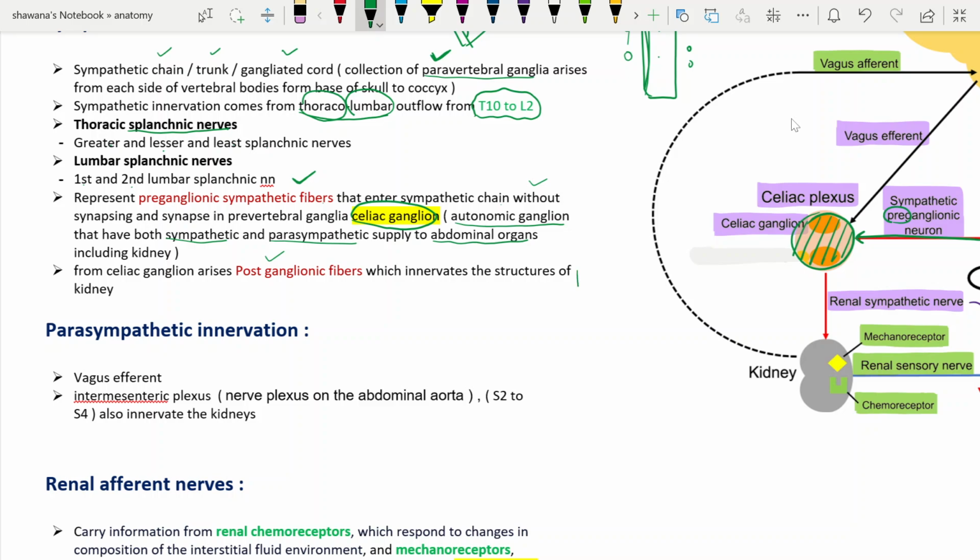I will tell you the exact location of the celiac ganglion. This is the abdominal aorta, and it comes from the descending thoracic aorta. From the abdominal aorta arises the celiac trunk. Okay, this is the celiac trunk, and in close proximity to the celiac trunk is the celiac ganglion.